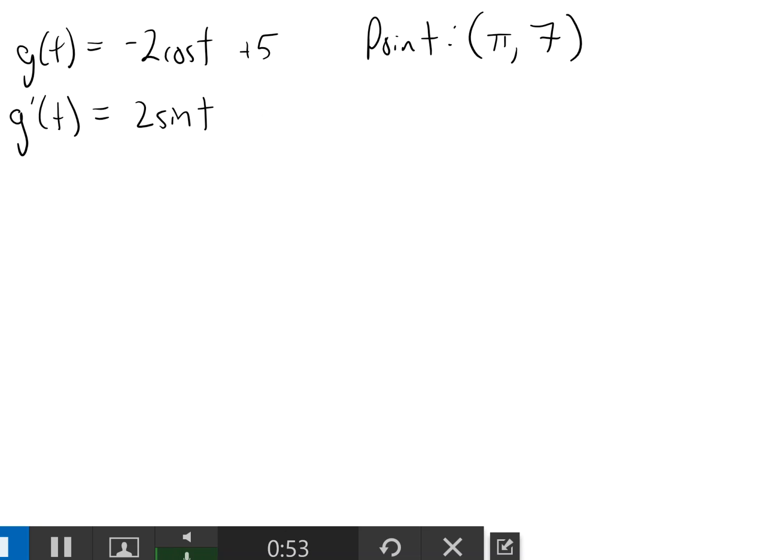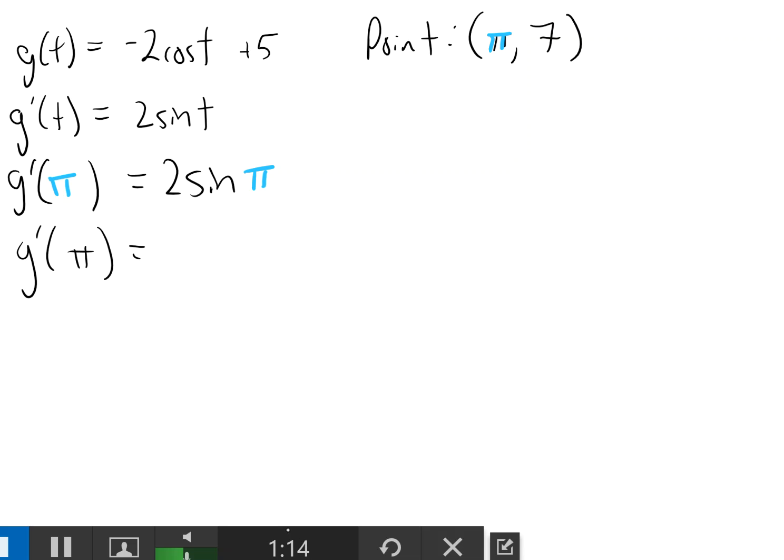Now I can say, well, there's this point that's on this graph, but I'm interested in what's happening at this value of t. So in place of t, I'm going to plug in my pi. So that is going to tell me what's happening when t is pi.